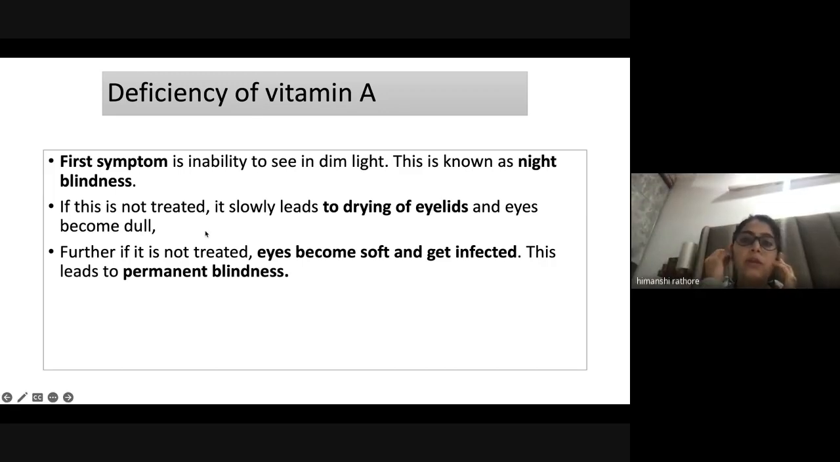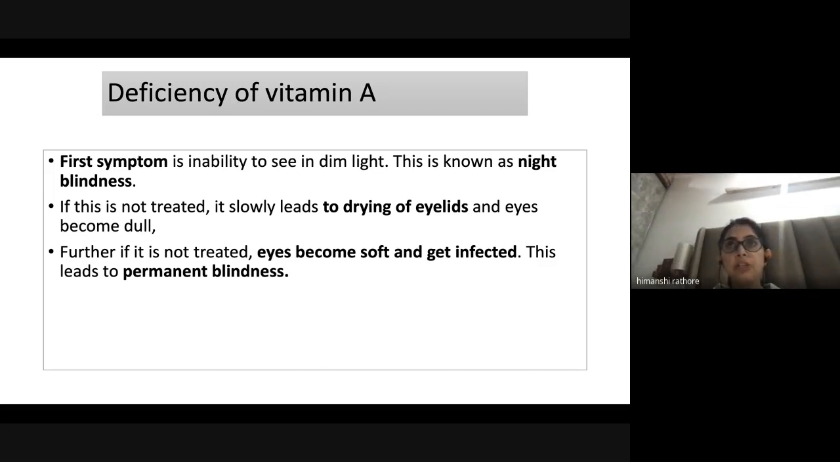Yeah. So if the night blindness stage is not being treated properly, your eyelids will be dry and your eyes will become dull, and you won't be able to see even in the light, and even in the daytime you will not be able to see properly. Your eyes will become dull and your vision will be compromised.